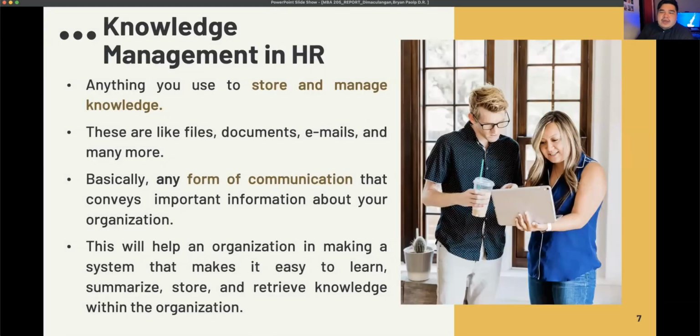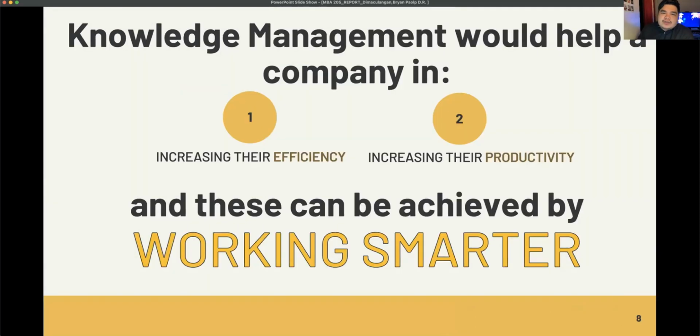Of course, KM in human resource is anything you use to store and manage knowledge. These are like files, documents, emails, and many more. Basically, it is any form of communication that conveys important information about your organization. This will help an organization in making a system that makes it easy to learn, summarize, store, and retrieve knowledge within the organization. If you have knowledge management in your company, this will increase efficiency and productivity within the organization. These all can be achieved by working smarter.